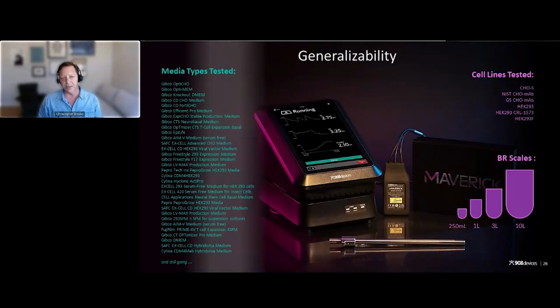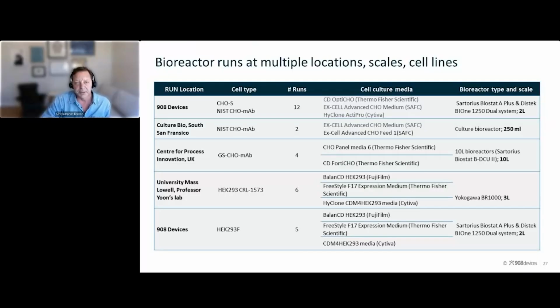And as noted, the focus was on generalizability. So in validation of this de novo model and the Maverick performance, we've looked at a lot of media types, a long list there and still going. Also looked across cell lines and multiple varieties of those cell lines, and multiple bioreactor scales. So this is sort of the quick summary of bioreactor scales, cell lines, and media types. We'll be continuing to update these.